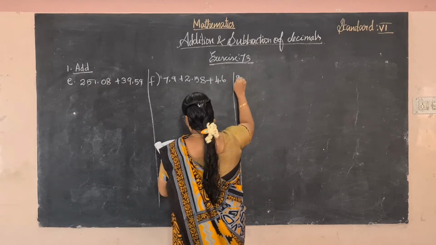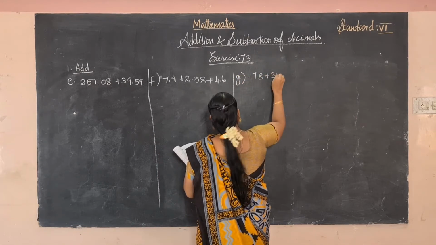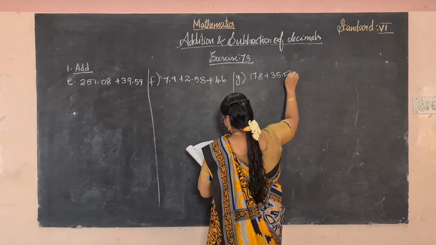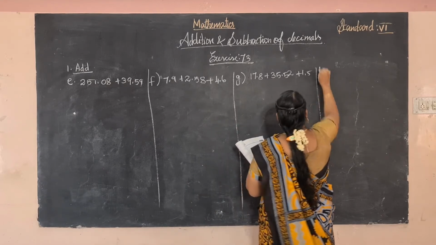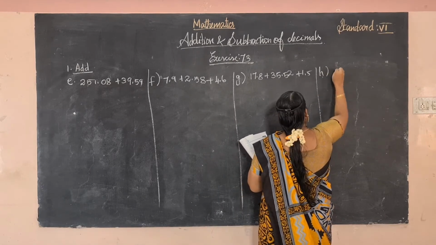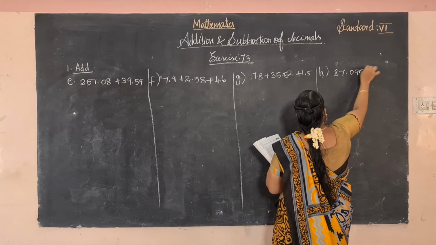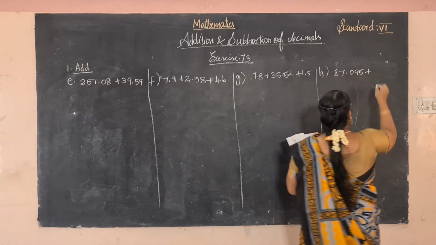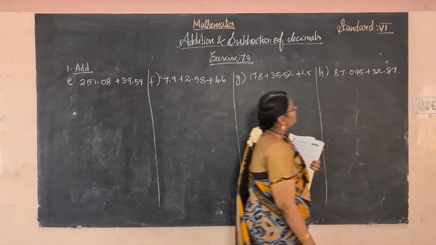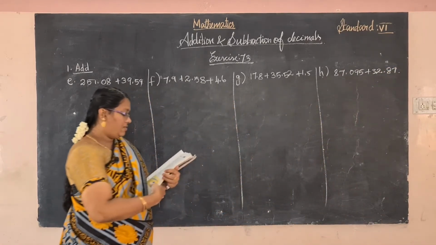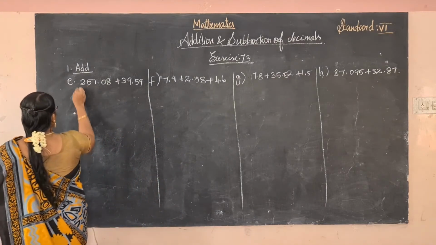And G: 17.8 plus 35.52 plus 1.5. And then H: 87.095 plus 32.87. Okay, these values are given. Solution.